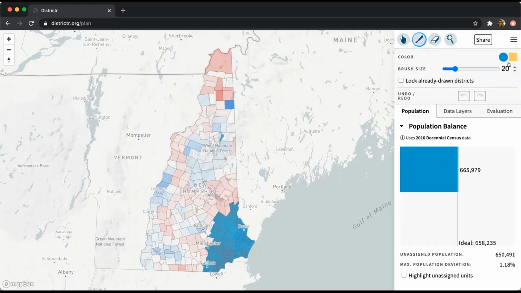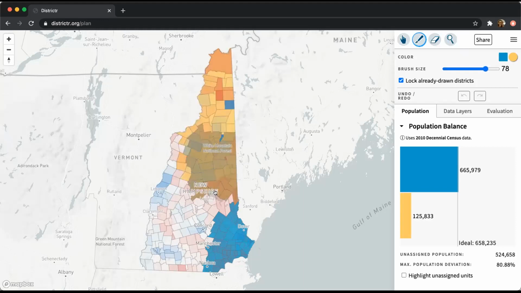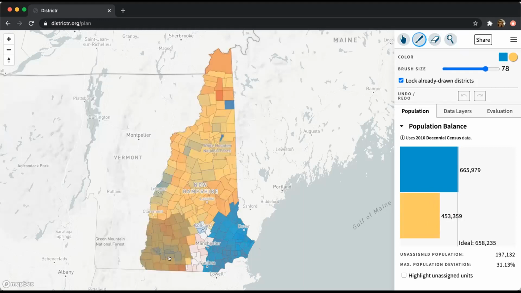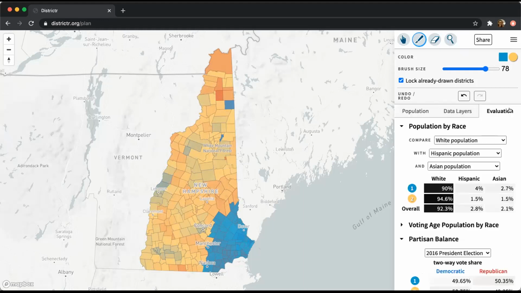Then I'm going to grab my other color. I'm going to lock already drawn districts, make a big paintbrush, and just do the other district is the whole state. Cool. All right, so those are my 2 districts, and that's my new districting plan. So you'll notice it doesn't have any zigzags, unlike the currently enacted one. So good job, me. And the population difference between the 2 districts is only 1.2%. So that's pretty good. And if I wanted to fix it, I could add a little bit to the yellow, but you can do that. Let's go over to evaluation.